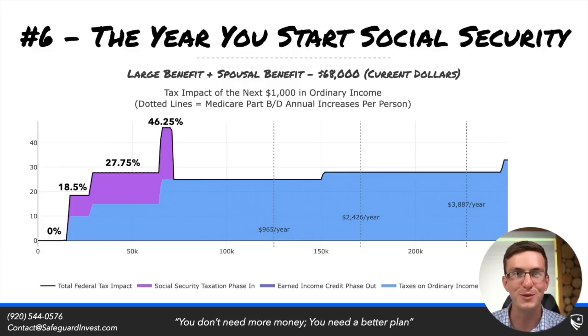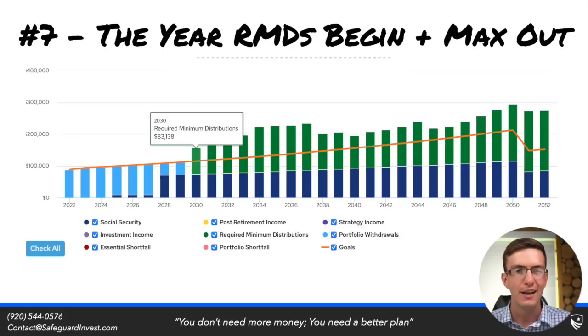required minimum distributions. Now, this leads us into what I think is one of the most important tax years for retirees to look at, and that's tax year number 7, which is the first year that RMDs begin. And then you could also add on tax year 7B, which is the year that they max out. And based on this person's situation, we see that RMDs are quite large.